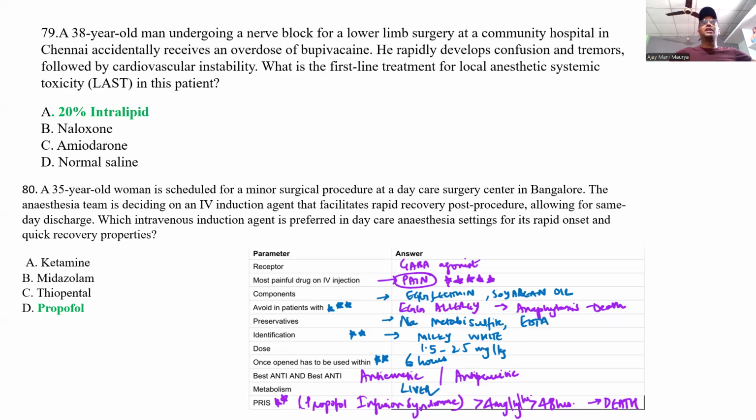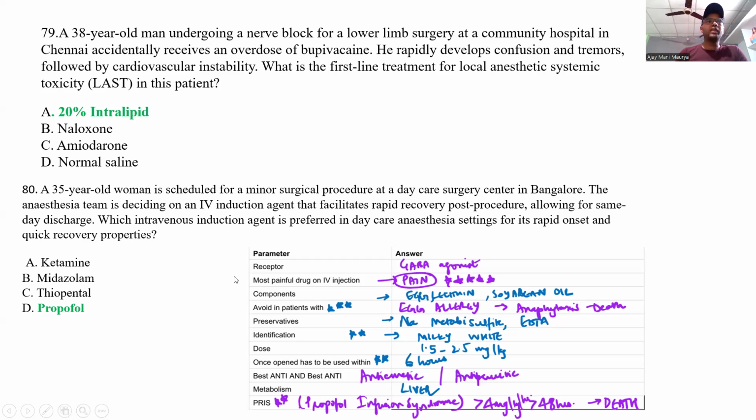A 38-year-old man undergoing a nerve block for a lower limb surgery at a community hospital in Chennai accidentally received an overdose of bupivacaine. He rapidly develops confusion and tremors followed by cardiovascular instability. The first line is always going to be 20% intralipid. What happened here, guys? They accidentally injected the bupivacaine into the artery. That's why all the symptoms are showing. That's why you have to give the 20% intralipid.